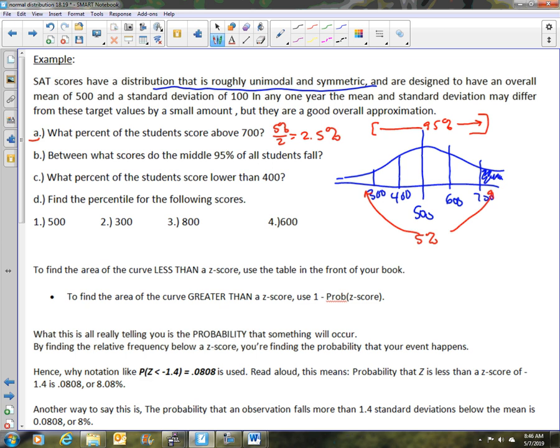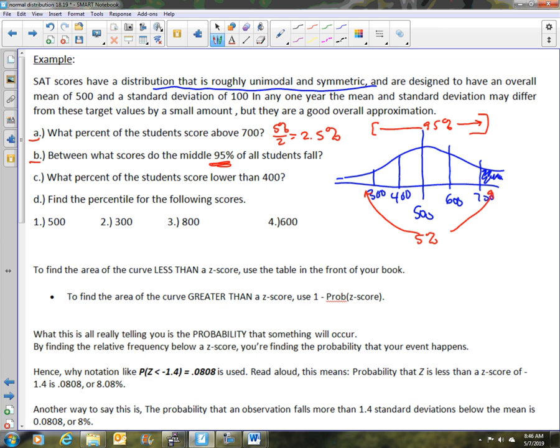Approximately 2.5%. Now there are a number of other ways to do this, but that one seems to be pretty straightforward. And if you say, well, I think it would be better to do this, it's fine. Give it a try, and if you get 2.5%, I'll bet that your way is just as valid as this way. Now, part B. Between what scores do the middle 95% of the students fall?